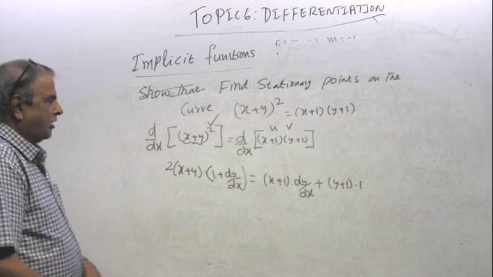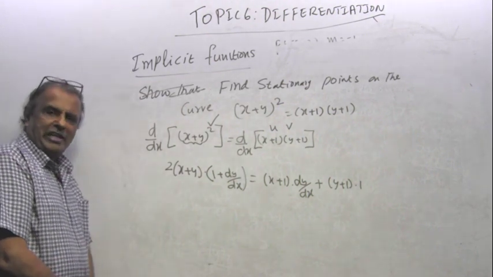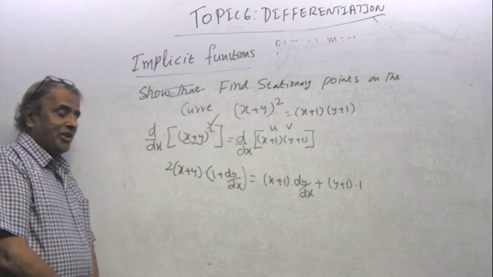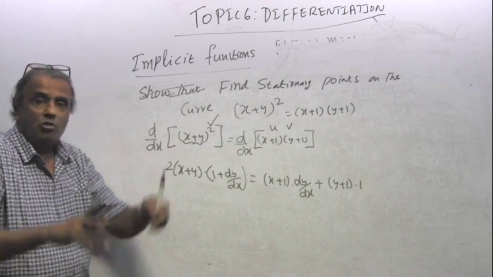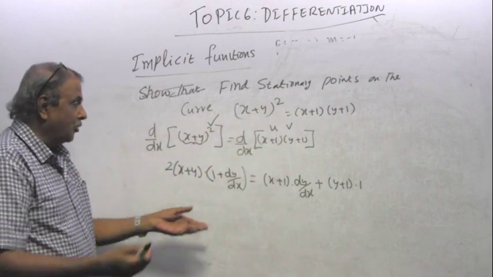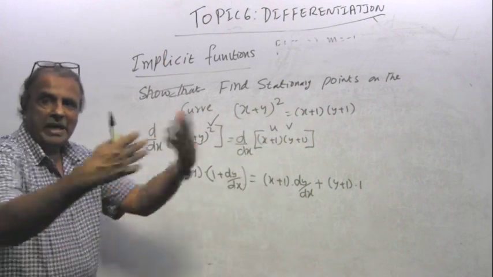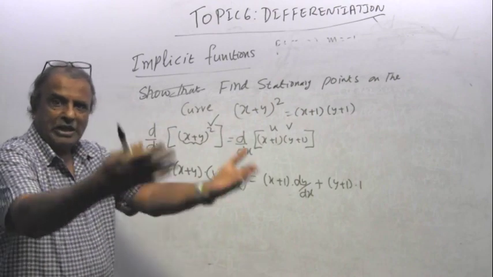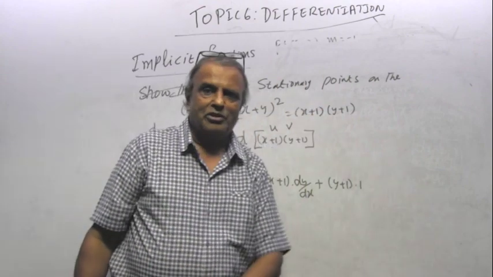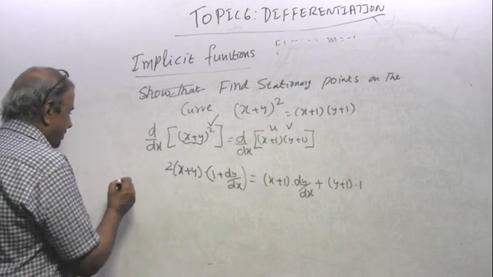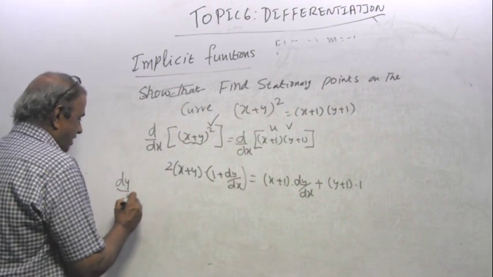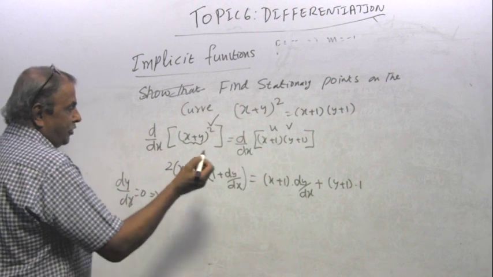Now, I am asked to find stationary points, correct? This way, you have to use God-given gift. Don't blindly do it. What do students do? Expand the bracket, make dy by dx subject, then equate it to 0, you equate the numerator to 0, get an equation in y, put dy by dx as 0.